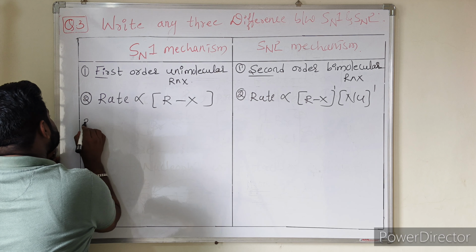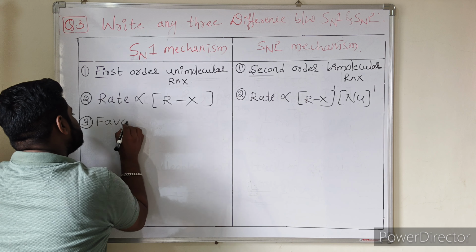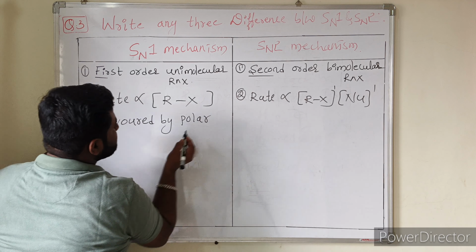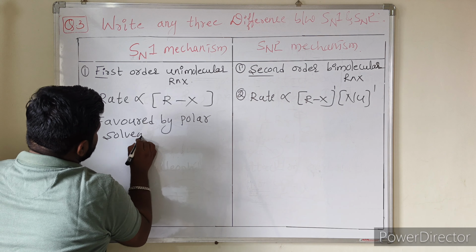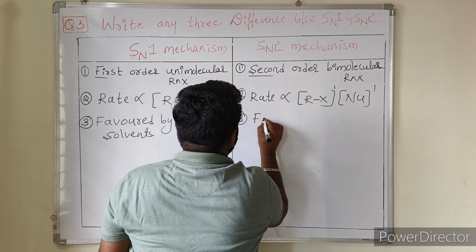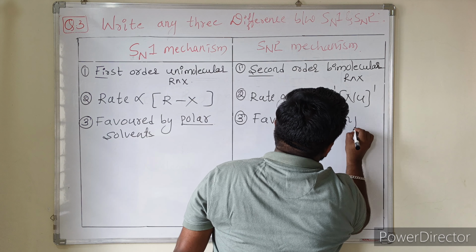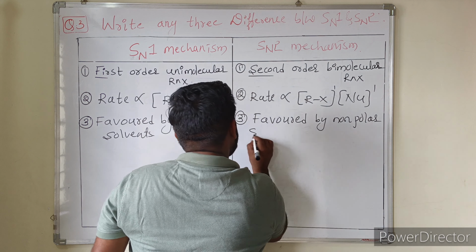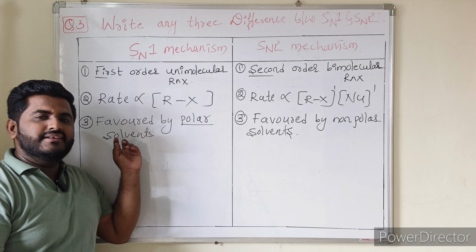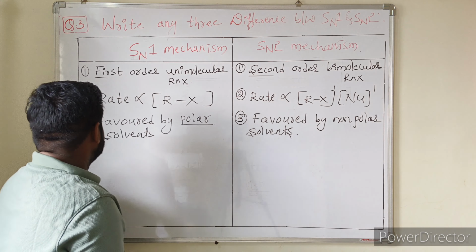SN1 mechanism is favored by polar solvents. So which solvent is required here? Polar solvents. And SN2 is favored by non-polar solvents. Polar means like water, they contain hydrogen. Non-polar means like CCl4, CS2, they do not contain hydrogen.